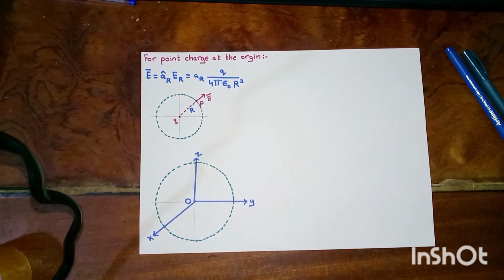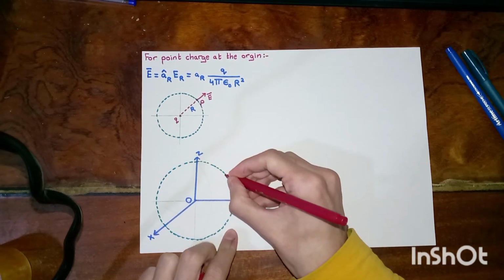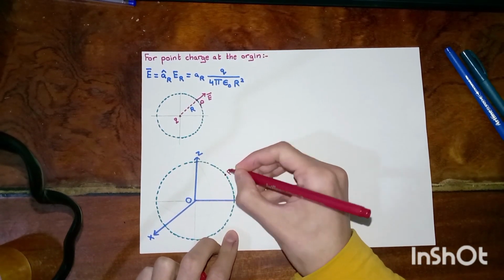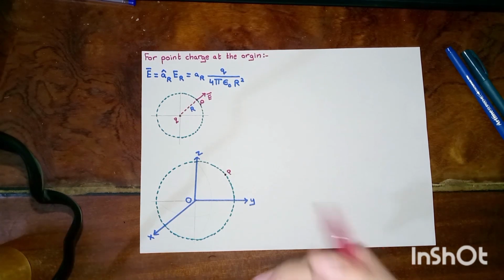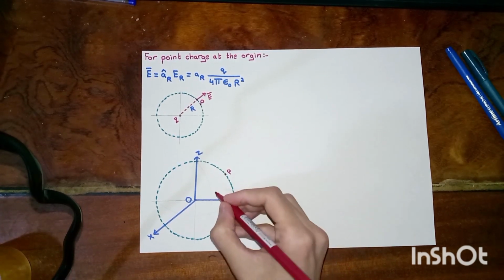But this equation, as we said before, is only valid when the charge is at the origin. So what if we wanted to calculate the electrical field at the same point P when the charge is not located at the origin? What should we do?